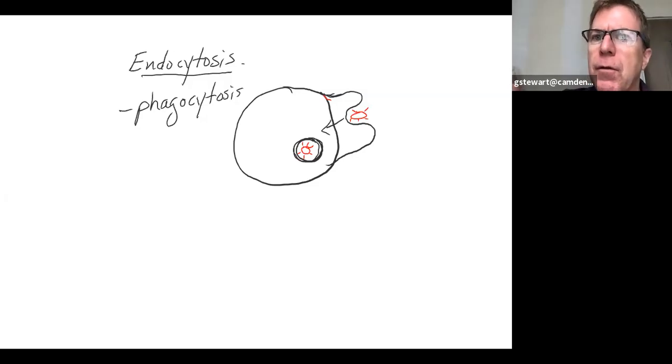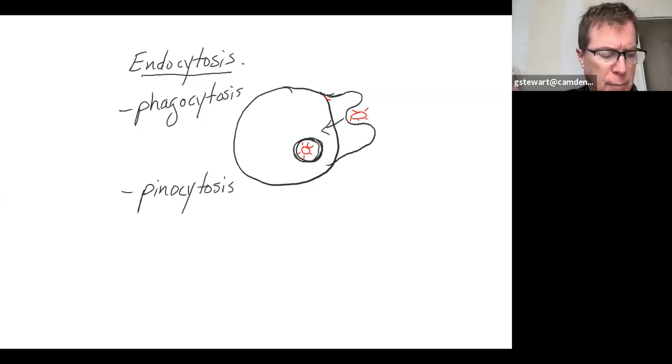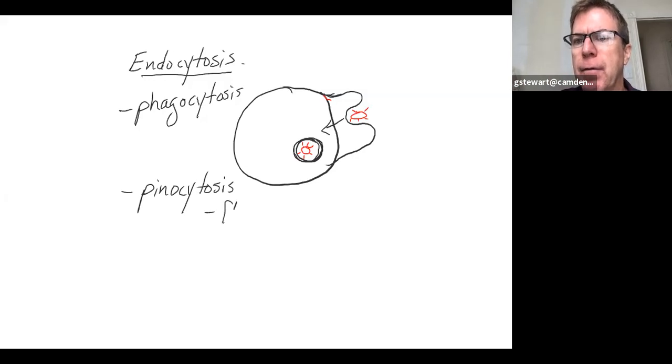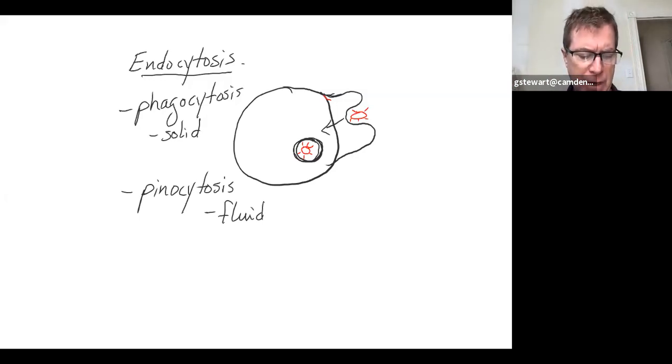There's also something called pinocytosis, which is similar. Pinocytosis, I think it translates to cell drinking rather than eating, and that's just for fluid, taking in fluid. This one is taking in some sort of a microbe or solid. But they're the same basic process. It's engulfing and taking in to the cell itself.